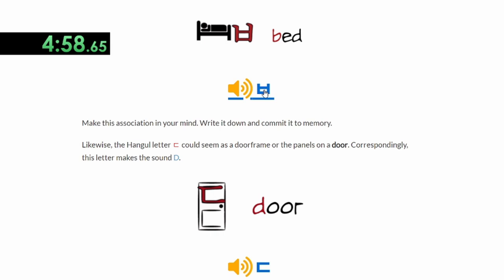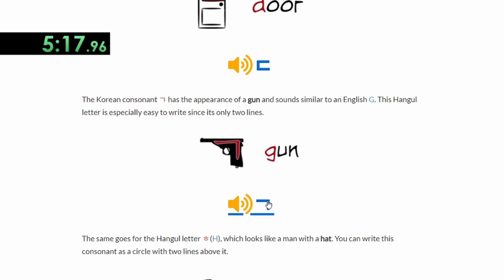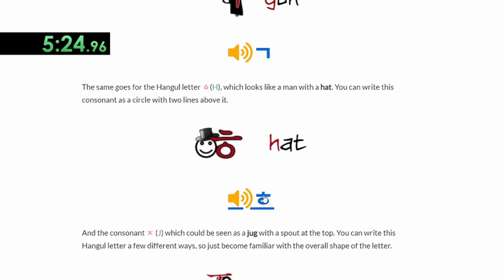This is B sound. This is D. I don't know how that's going to be a door in my head. Kind of looks more like a D. Then we have gun, which is this symbol. And, oh, he's like a little snowman. Oh, so cute. That makes the H sound for huh.